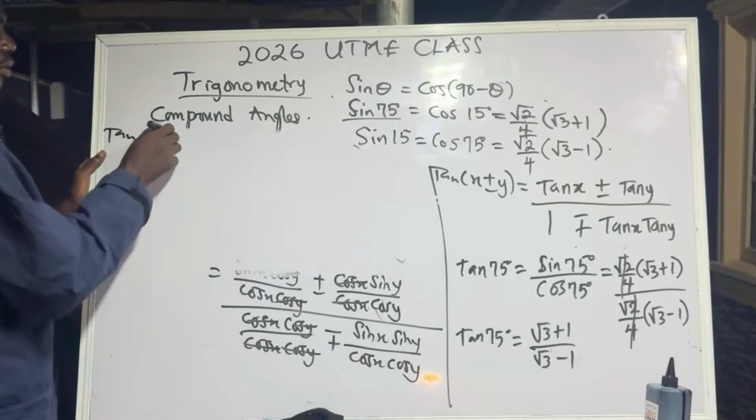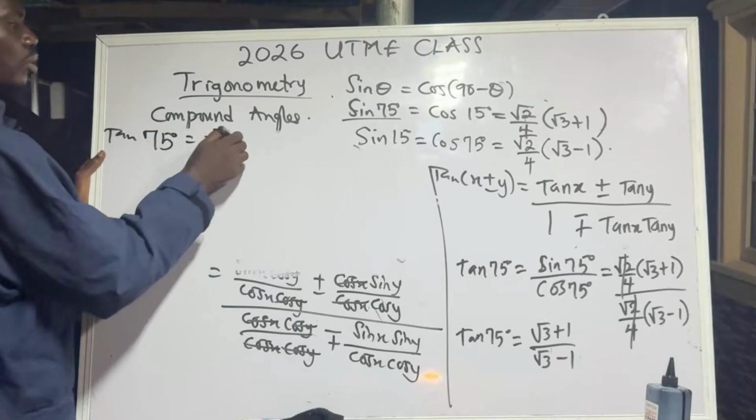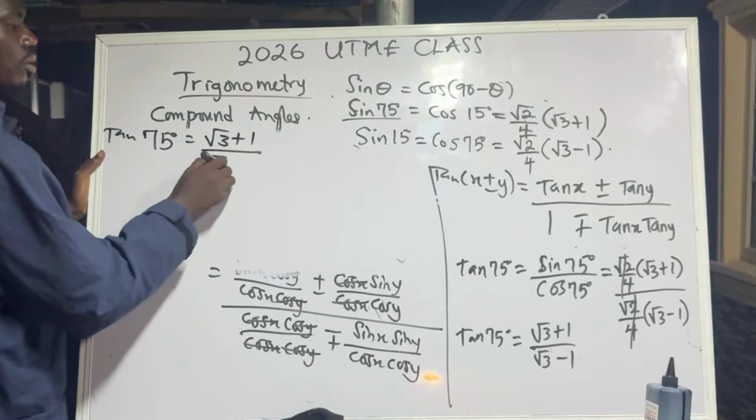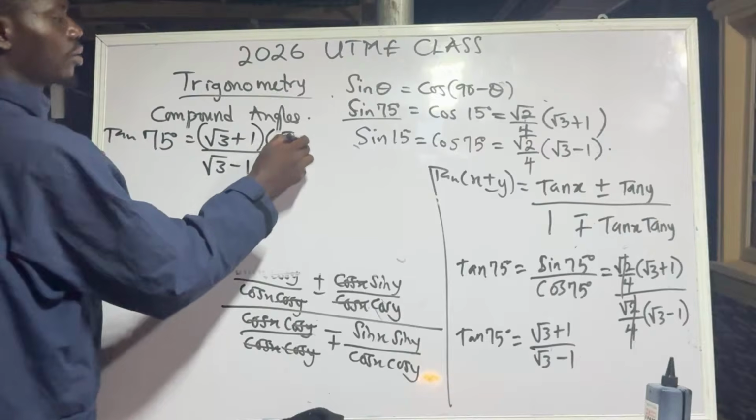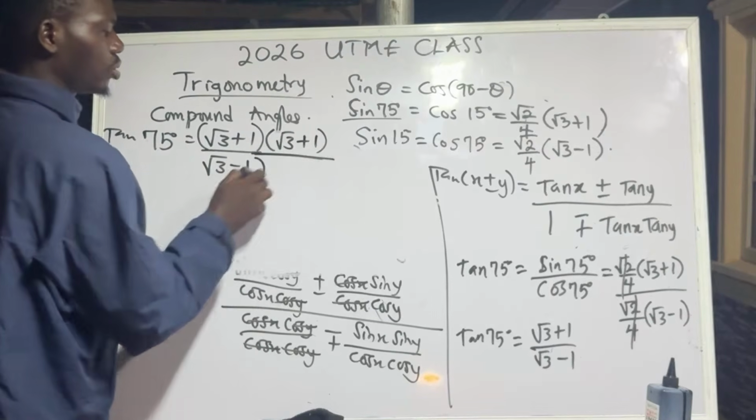Tan 75 equals root 3 plus 1 over root 3 minus 1. So the conjugate is root 3 plus 1. So you put the conjugate up and down.